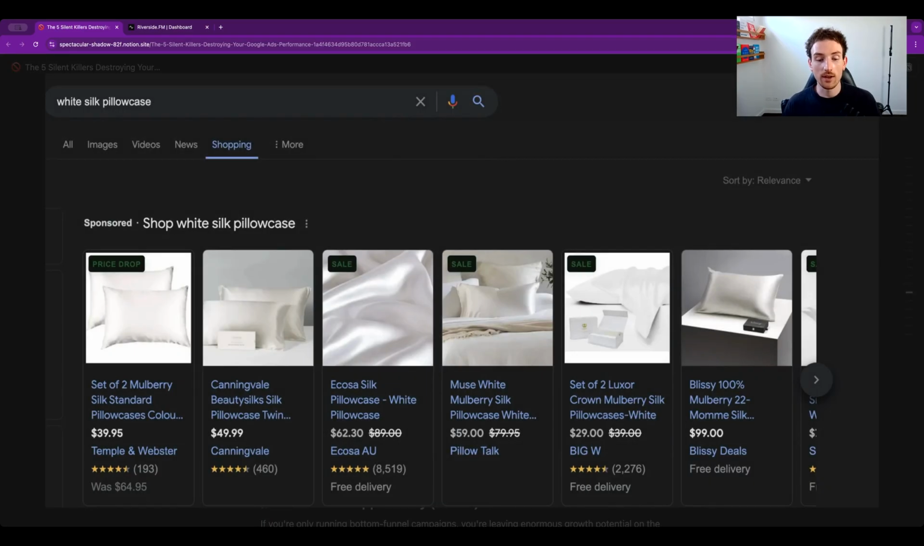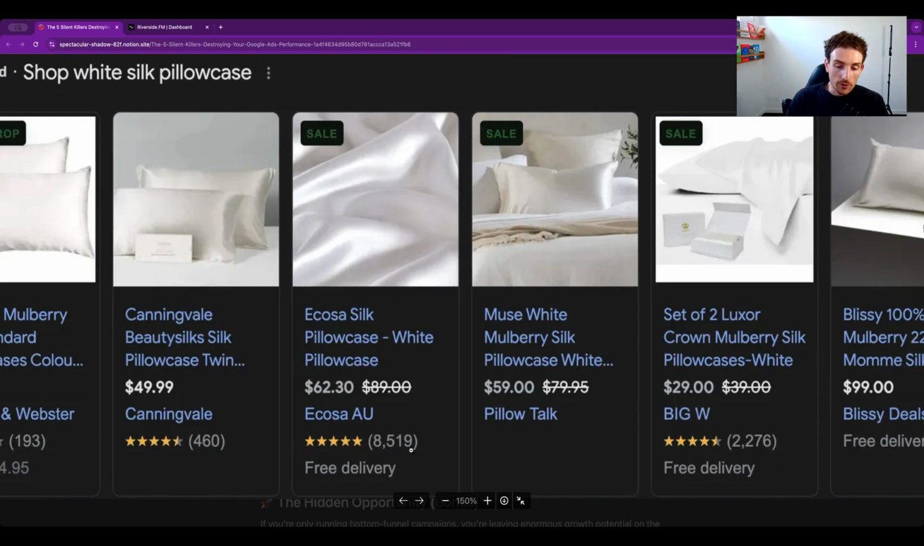Now, here's a specific example here, and the one that I actually clicked on was the second most expensive listing. So it was this one here, this Viscosa silk pillowcase. There's a couple reasons I clicked on this, and there's a couple reasons I use this as an example. Obviously, they have far more reviews than anyone else, but it is not the number one reason that I clicked on this. Now, they've also got free delivery here.